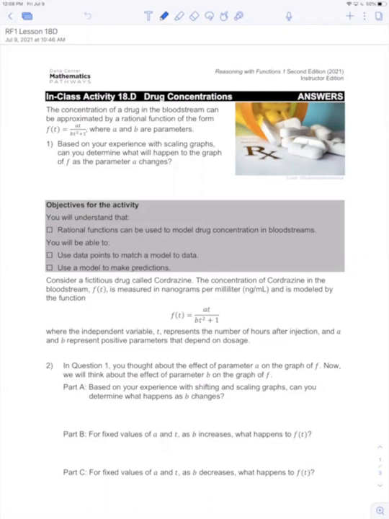2. In question 1, you thought about the effect of parameter A on the graph of f. Now we will think about the effect of parameter B on the graph of f. Part A. Based on your experience with shifting and scaling graphs, can you determine what happens as B changes? Well, the parameter B neither scales nor shifts the entire graph. So let's put that here. B neither shifts nor scales.